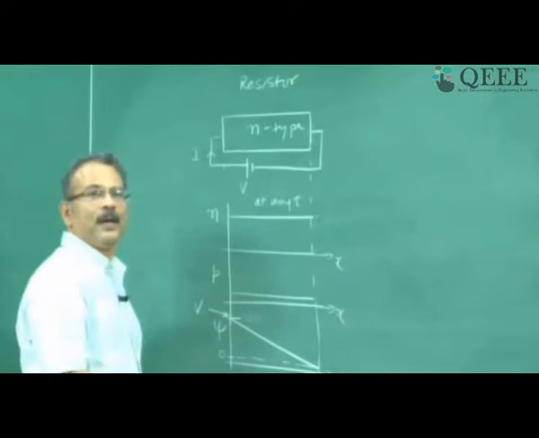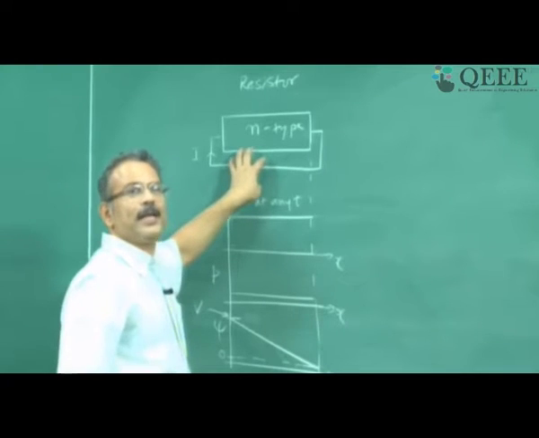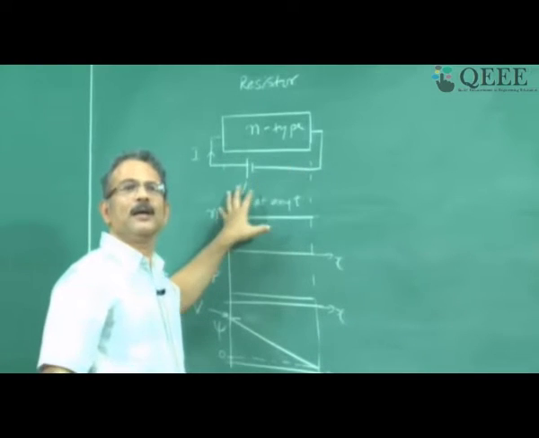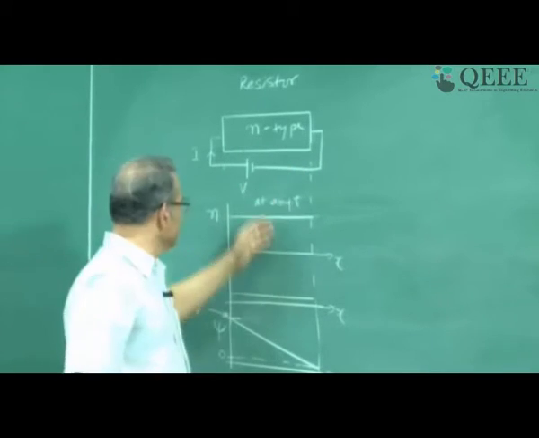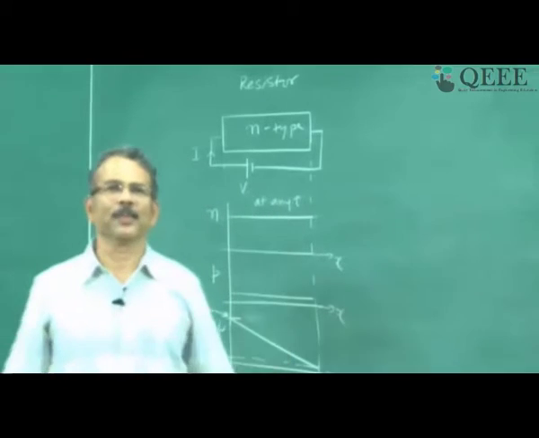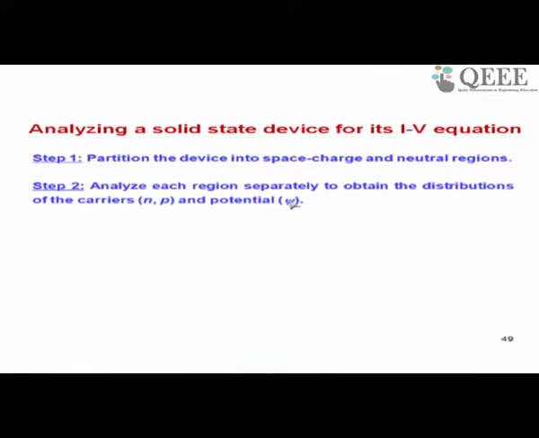at any time. Now if I change this DC voltage to some alternating voltage or transient voltage which changes with time, then the conditions may also change with time. So that is what is meant by understanding. So step number 2, analyze each region separately to obtain distributions of carriers, N and P, and potential.